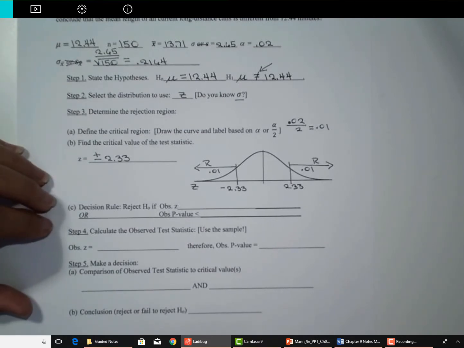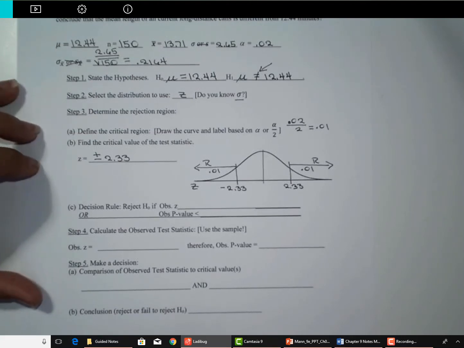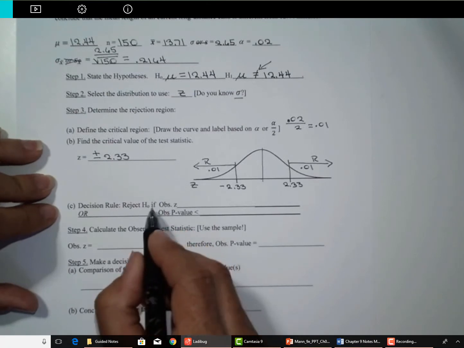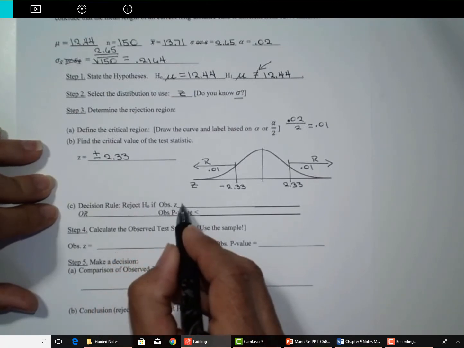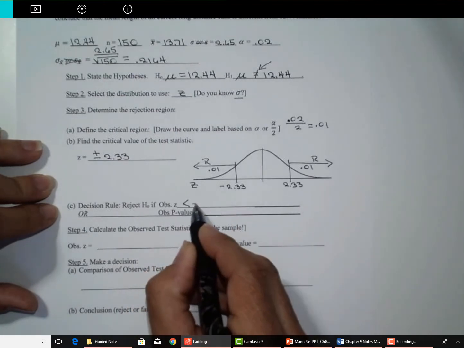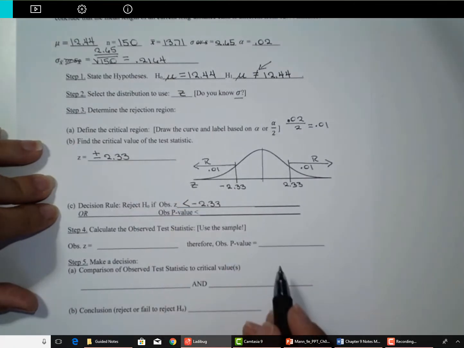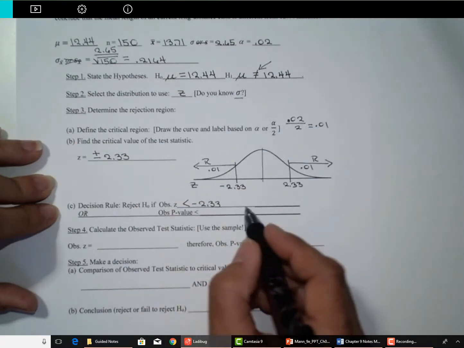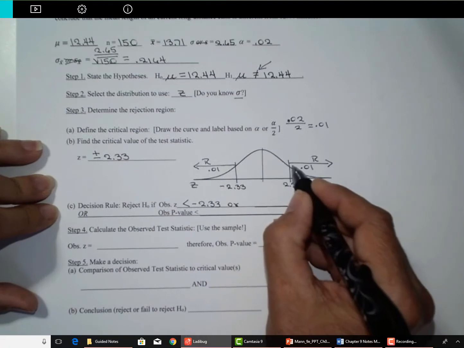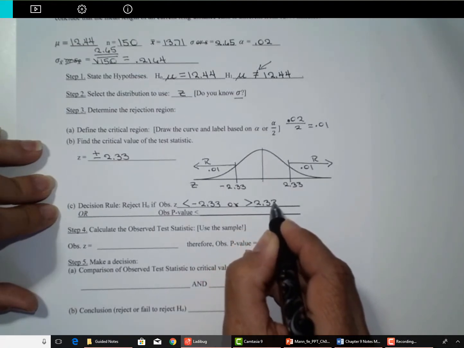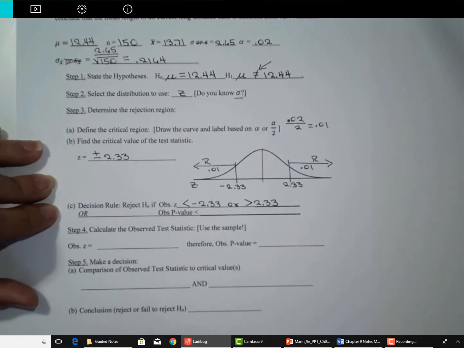Now I'm ready to look at my sample and see if I can figure out what it is. But here's the decision that I'm going to write down. I reject the null hypothesis if observed z is less than negative 2.33, in other words pointing in the negative direction, or if it is greater than a positive 2.33. So I have two rejection regions, and I have to make two statements here for observed z.